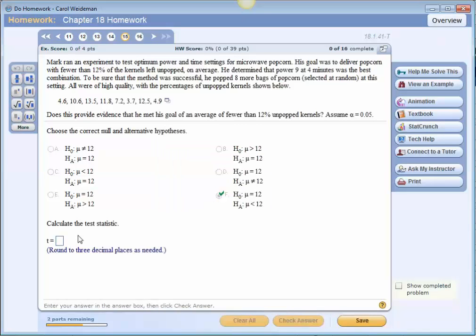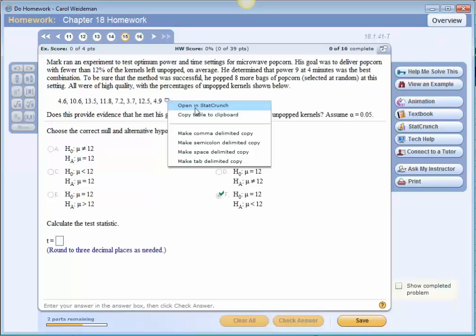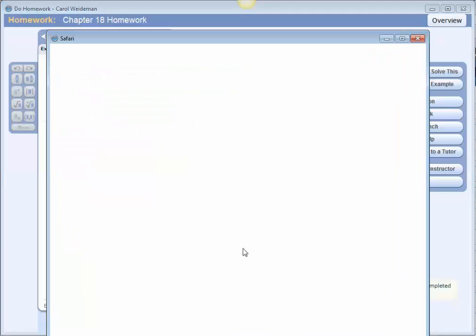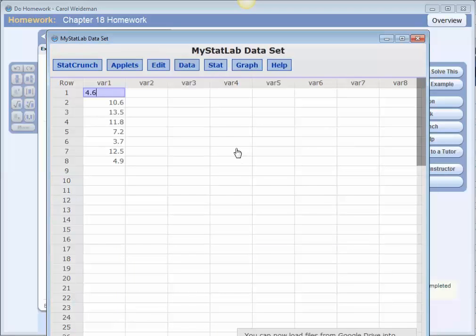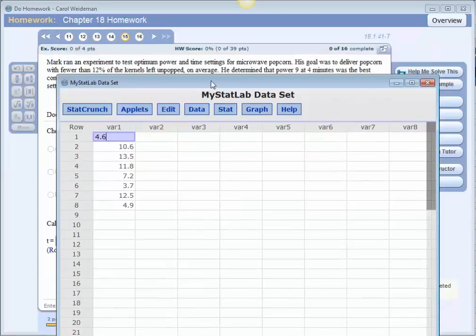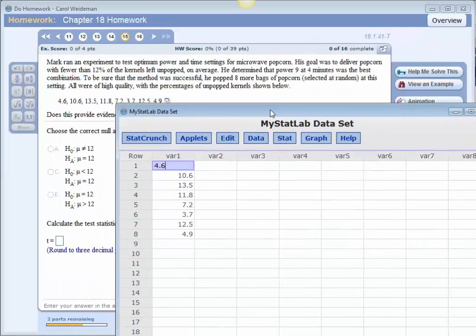The second part of the problem asks you to calculate the test statistic. And if you remember, the test statistic is using the difference between the sample mean and the hypothesized mean, in this case 12, and dividing by the standard error, which is the standard deviation divided by the square root of n. Now we could do it by hand, but we can also use StatCrunch. And once I'm in StatCrunch, if you notice, that's the data that was provided in the problem, copied over for us.